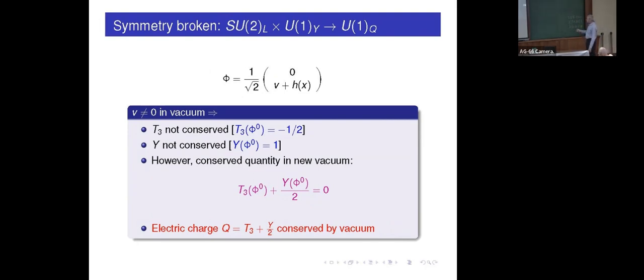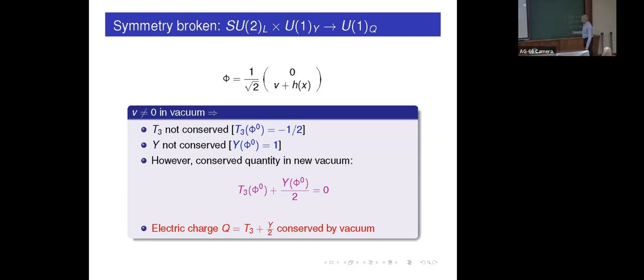Now note that this is vacuum. In vacuum, you have this particle which exists. Well, not particle, this is just a vacuum. This has a T3 or isospin component. So T3 is not conserved because for this, T3 is minus half. Remember, the Higgs had Y equal to 1, which means the vacuum has Y equal to 1, which means vacuum will not conserve Y. Hypercharge will not be conserved in vacuum. So both T3 and Y will not be conserved. However, if you calculate T3 plus Y by 2, that will be conserved.